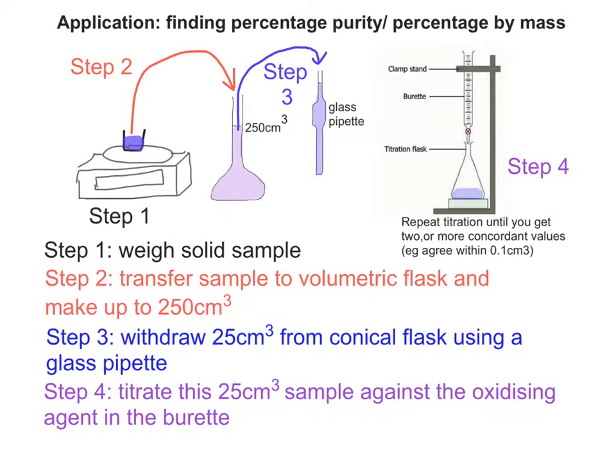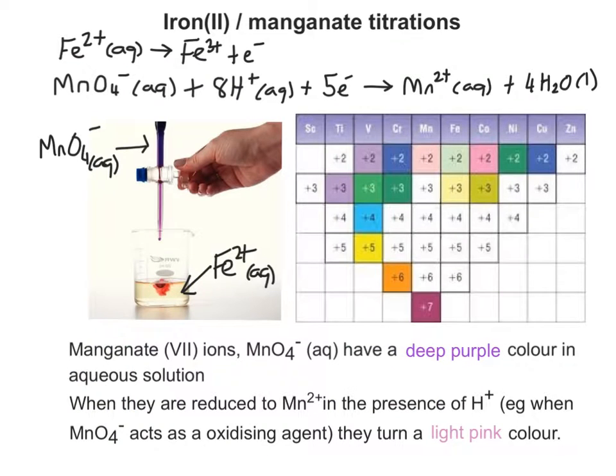And you obviously repeat the titration until you get two or more concordant values that agree within 0.1 cm³ of each other. So it's exactly the same way you do it for an acid-base titration from your first year. The only difference is it's a redox reaction and not an acid-base reaction.